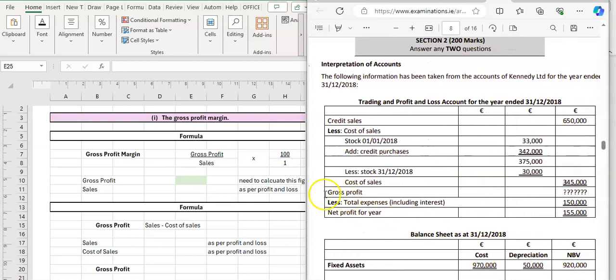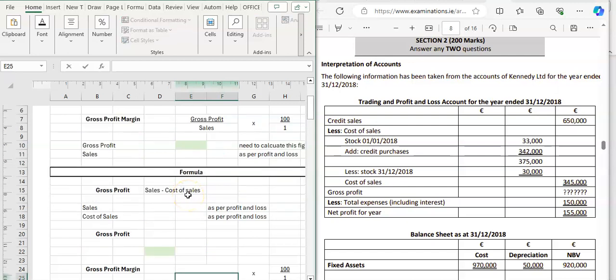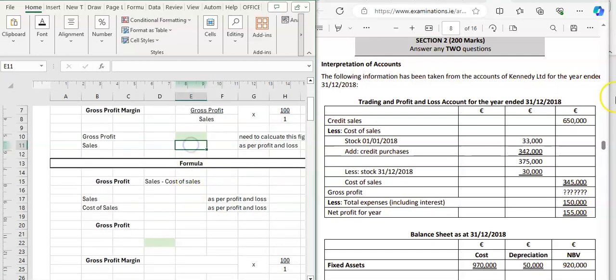So the gross profit, we haven't been given it, but we know to calculate the gross profit, it's your sales figure of 650,000, take away your cost of sales figure of 345,000. Second figure we need is a sales figure, and we know that the sales figure in this question is 605,000. So we're going to fill that in first.